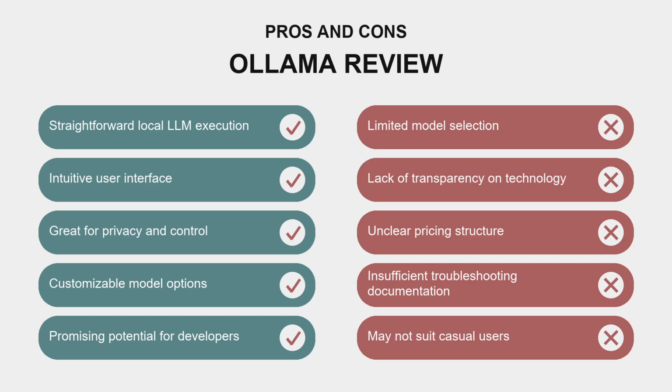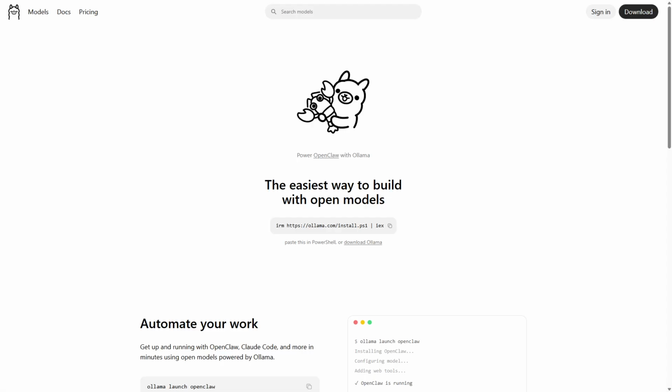In conclusion, Ollama has potential, especially for those looking to run language models locally. If you're a developer or someone comfortable navigating AI tools, it's worth a shot. But if you need a wider range of models or more robust support, you might want to consider alternatives. Overall, it feels like a solid start but could use some refinement.